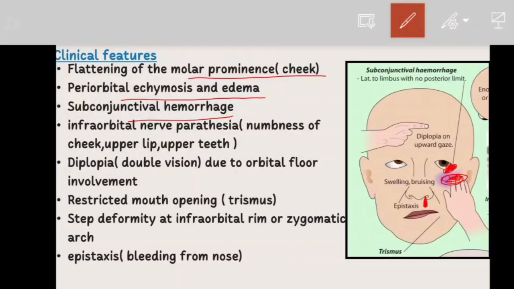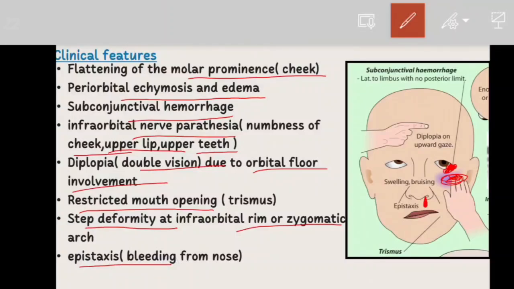Now the fourth one is infraorbital nerve paresthesia, that is numbness of the upper lip, upper teeth and the cheek. Why? Because the infraorbital nerve runs here. Now diplopia is double vision due to orbital floor involvement. Trismus, that is restricted mouth opening. The seventh one is step deformity at the infraorbital rim or the zygomatic arch. The last one is epistaxis, that is bleeding from the nose. So the viva question is, which nerve is commonly affected? Your answer will be the infraorbital nerve.